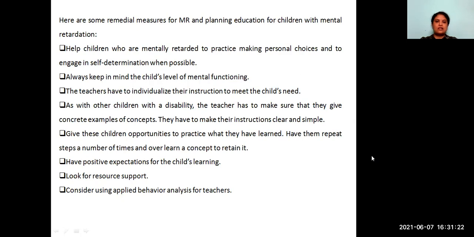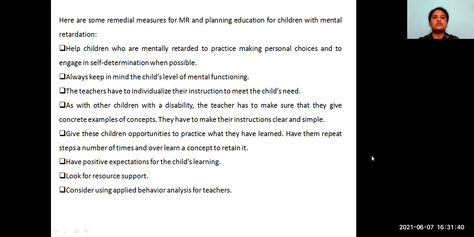So what are the other things that we can do? Help children who are mentally retarded to practice making personal choices and to engage in self-determination when possible. Always keep in mind the child's level of mental functioning. The teachers have to individualize their instruction to meet the child's need.